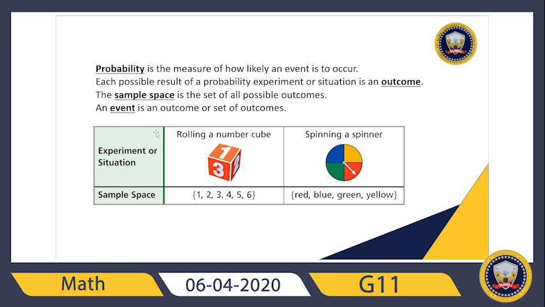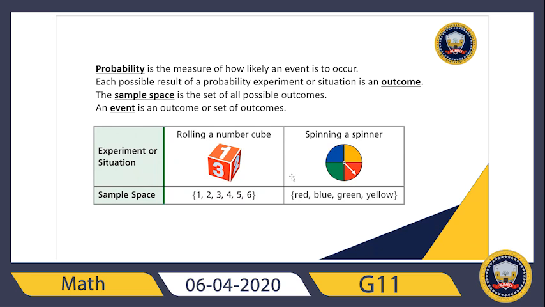The sample space, we can define as the set of all the possible outcomes of this experiment. An event is one outcome or one set of the outcomes.